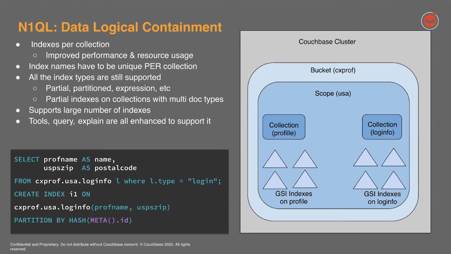So when you create this many indexes, finding the right name can be challenging. So that's why we have made the index names only have to be unique per collection.